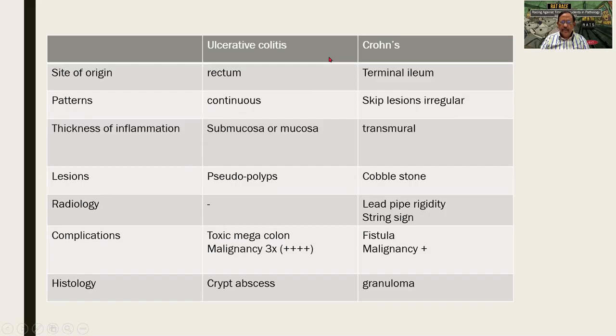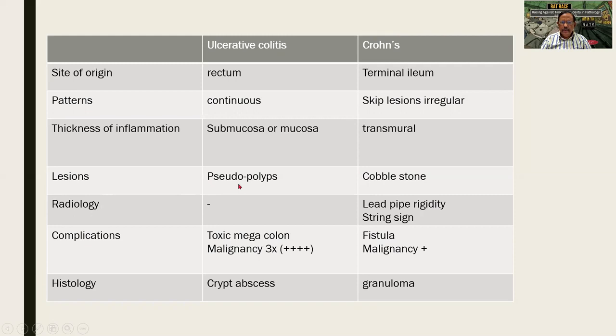Let us try to recollect what are there in this slide. The site of origin, these are the subheadings. Always we should be recollecting the subheadings. Site of origin, in ulcerative colitis it is rectum, and in Crohn's it is a terminal ileum. Patterns, it is continuous in ulcerative and there are skip lesions in Crohn's. Thickness of the inflammation is superficial, limited to the mucosa and submucosa in ulcerative colitis, whereas the entire wall is involved in Crohn's. It is called as transmural inflammation.